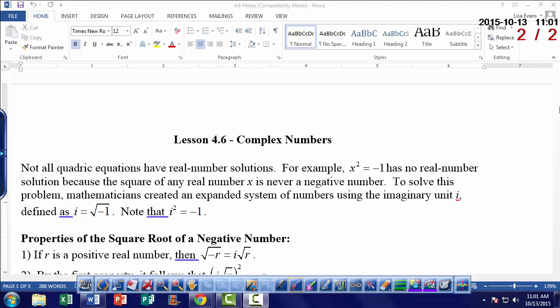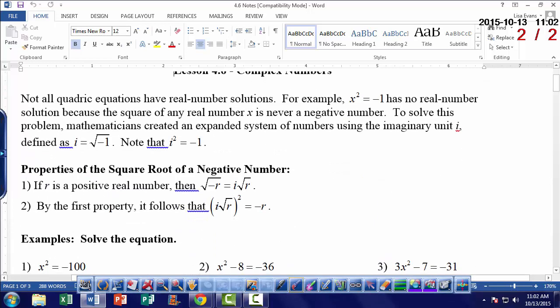For example, x squared equals -1 has no real number solution because the square of any real number x is never a negative number. To solve this problem, mathematicians created an expanded system of numbers using the imaginary unit i. It is defined as i equals the square root of -1. So this is very important. You need to know this. This i is the square root of -1, and i squared equals -1.